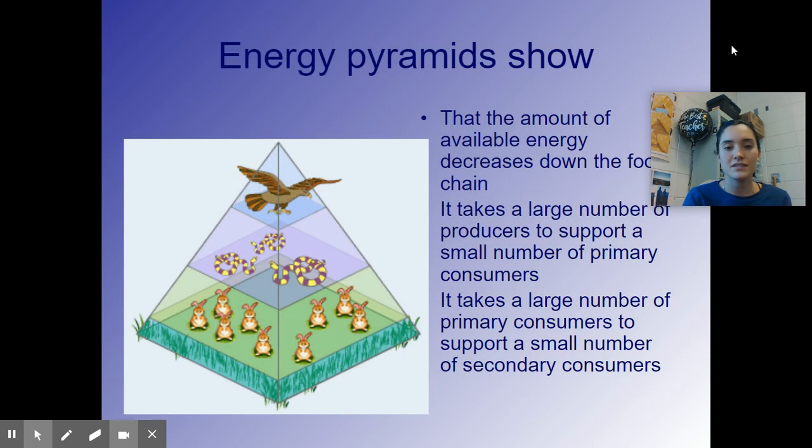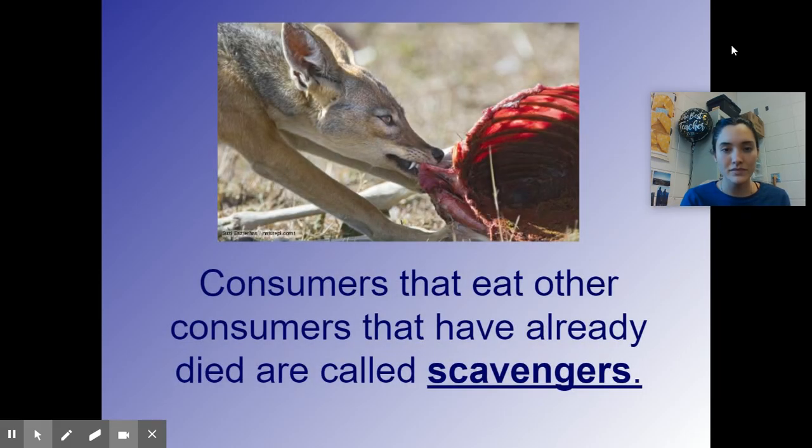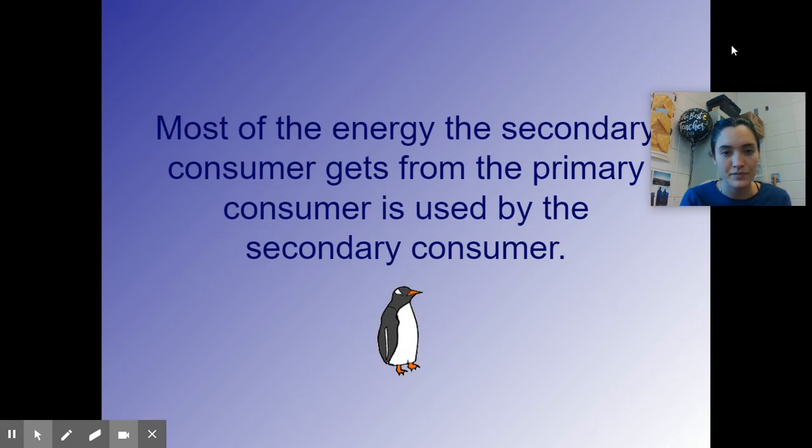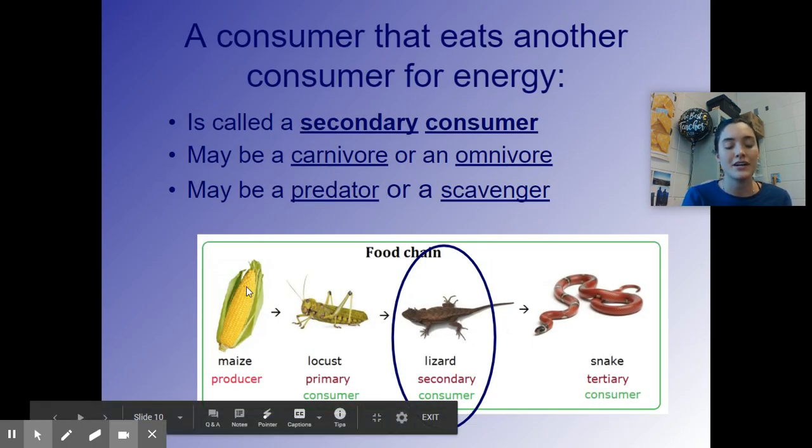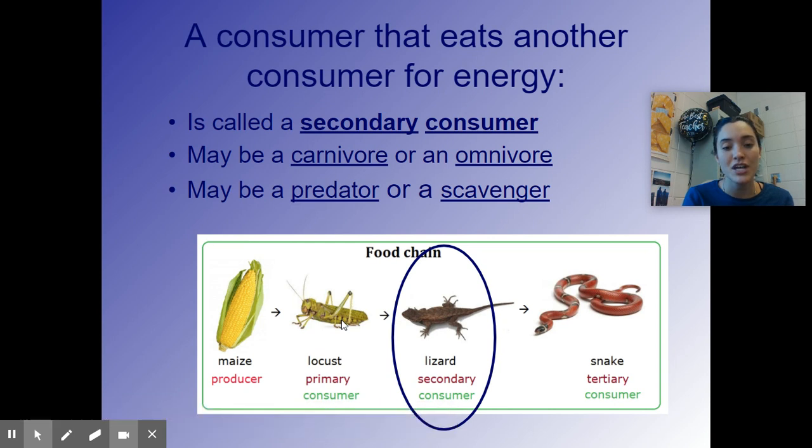The main things to remember, let me go back, is this little chart right here. So we've got a producer. This producer gets its energy from the sun through photosynthesis. And then next on the list is a primary consumer. And then the next is a secondary consumer. And then the next is a tertiary consumer.